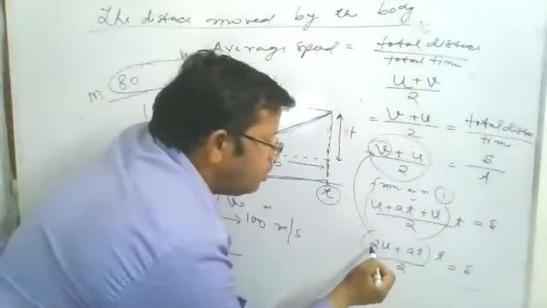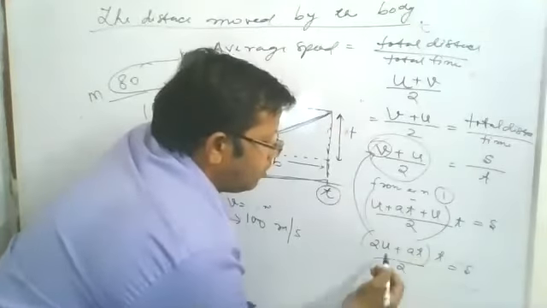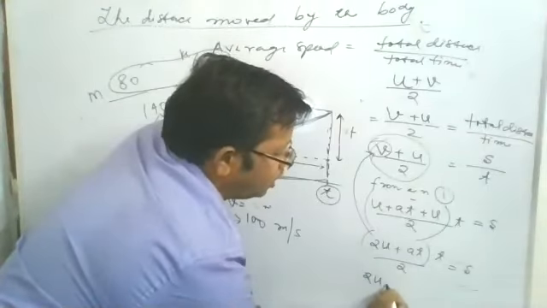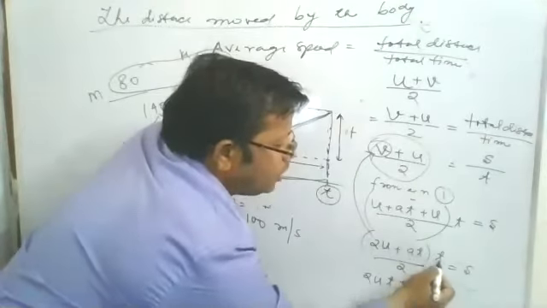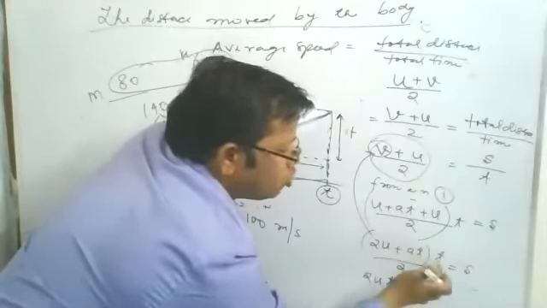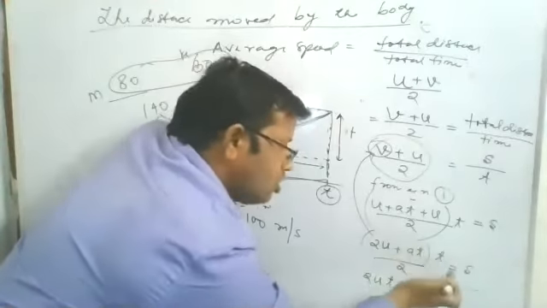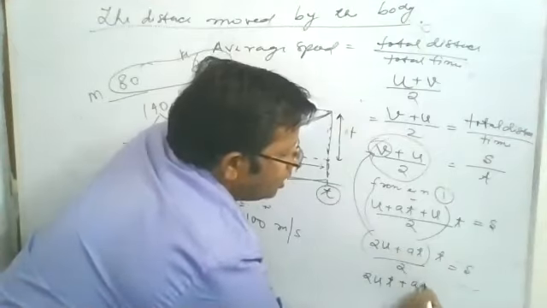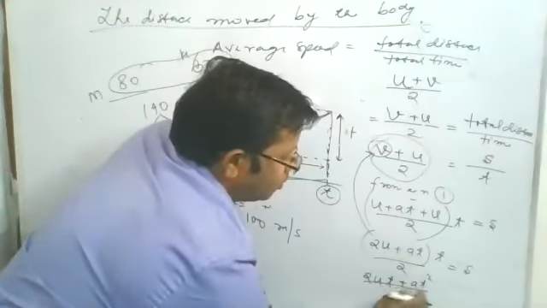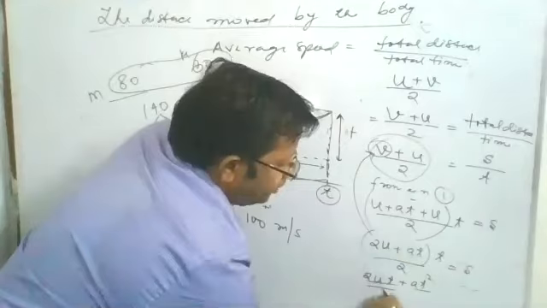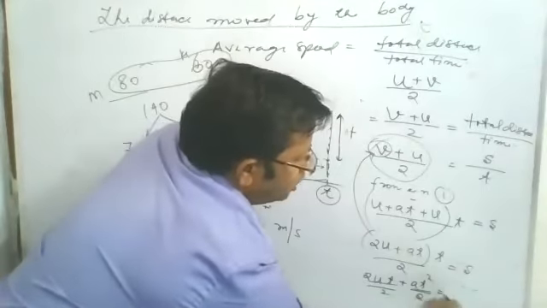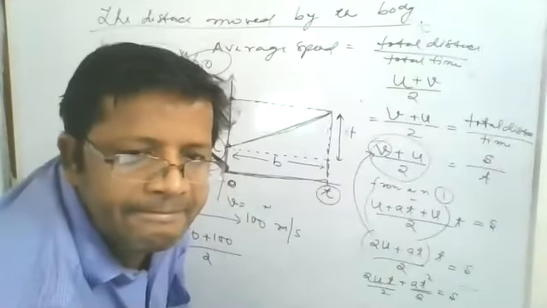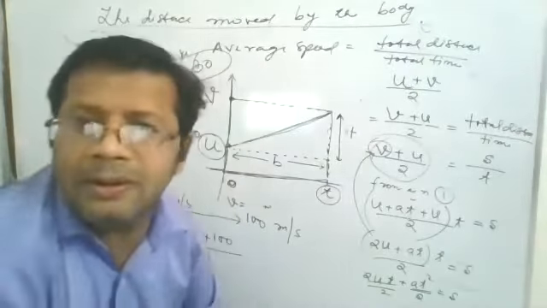Now see here, 2U into T, 2UT, plus AT into T. This is in a bracket, so T will multiply with this and this: 2U into T is 2UT, and AT into T is AT squared, upon 2, is equal to S. Have you understood this one? Sir, I understand.